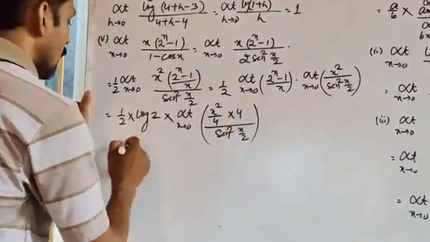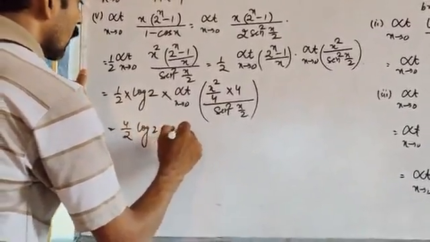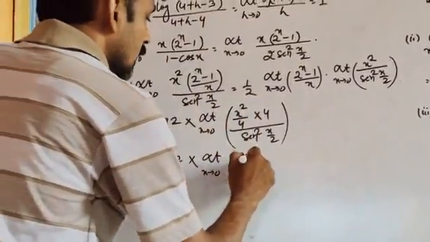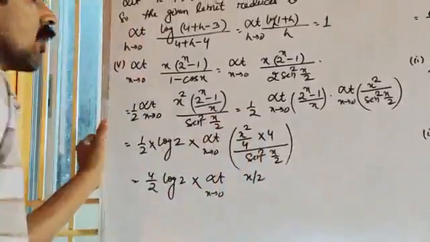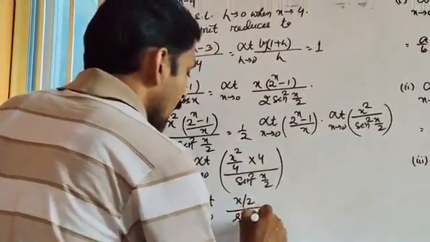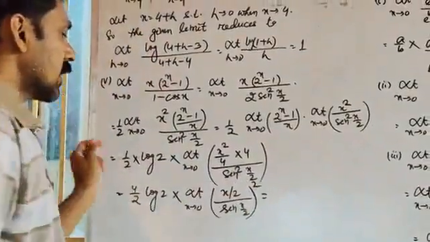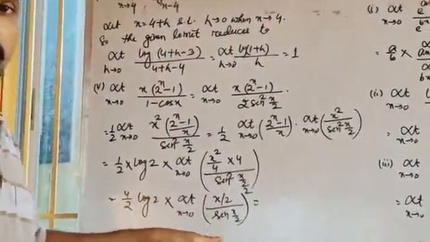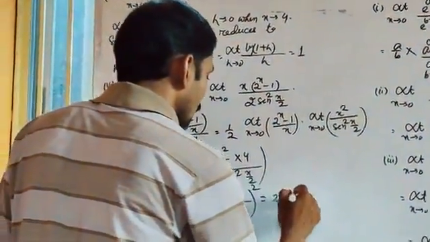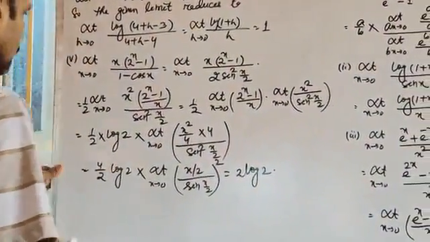So this 4 you can also take outside, 4 by 2 log 2 into limit x tends to 0. It is x square by 4, meaning x by 2 whole square. So x by 2 by sin x by 2 whole square. Now this value is again limit x by sin x, x tends to 0, equal to 1. So it is 2 log 2. So this will be the answer. Okay.